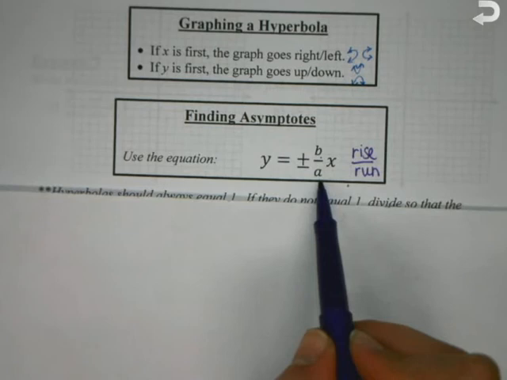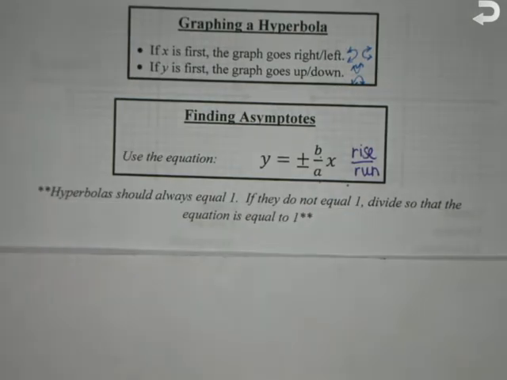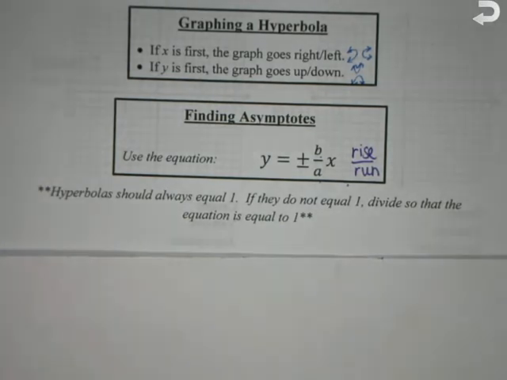And then the last thing we want to note is a hyperbola should always equal 1. If not, we can divide so that it is equal to 1, just like an ellipse. So let's graph it, and I'll show you what I mean. Okay, so example number 1.